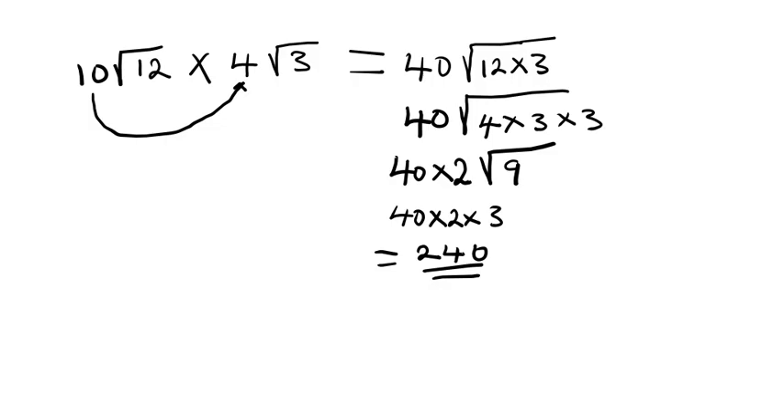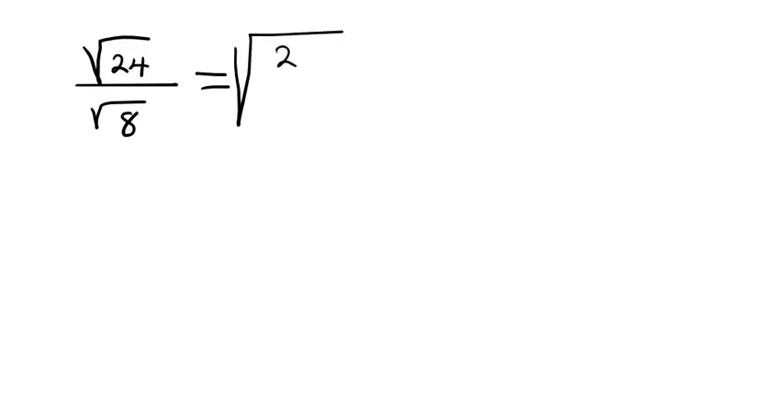Okay, let's go ahead. Let's look at square root of 24 divided by square root of 8. So this is the same thing as 24 divided by 8. And when you divide 24 by 8, you are going to have square root of 3. So this becomes your final answer.